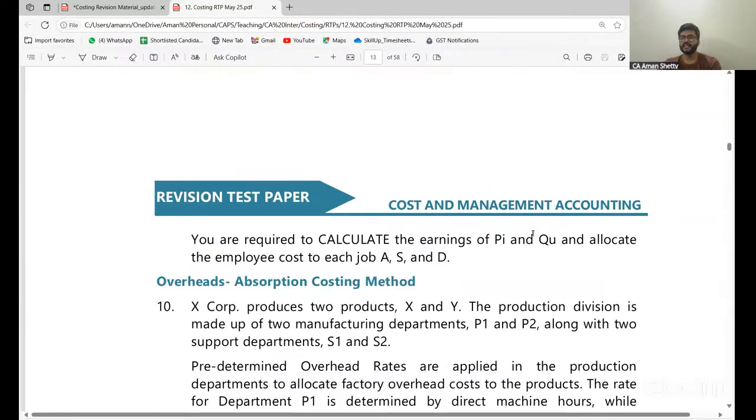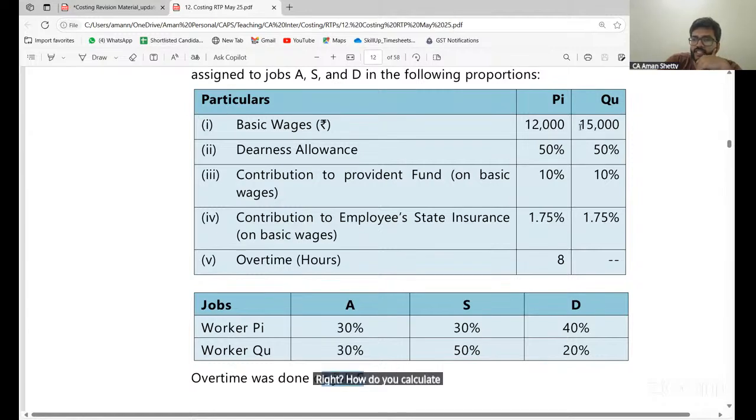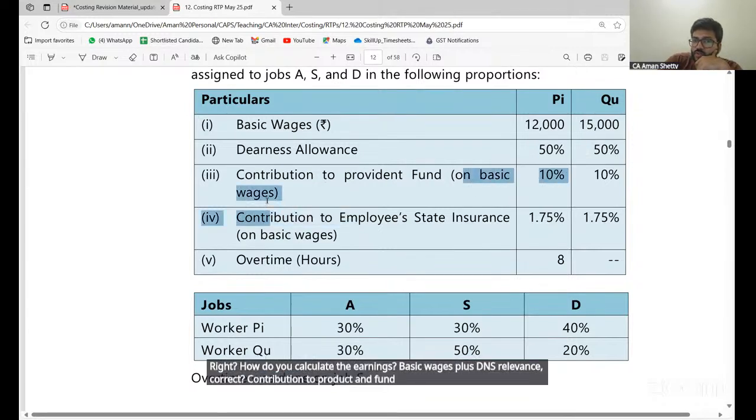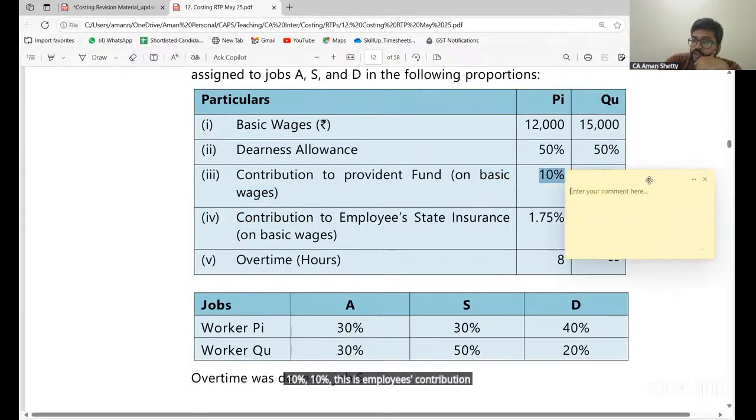You are required to calculate the earnings of P and Q and allocate the employee's cost to each job A, S, and D. How do you calculate the earnings? Basic wages plus dearness allowance. Contribution to provident fund is on basic wages only, 10%, 10%. This is the employee's contribution. The employer also gives an equal contribution.